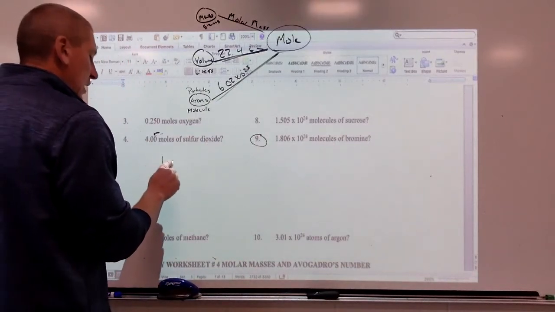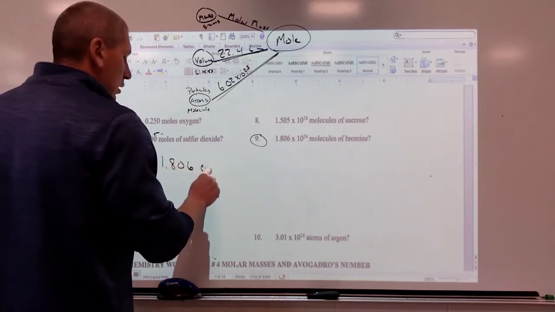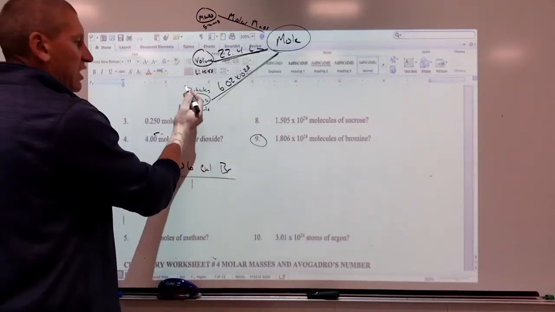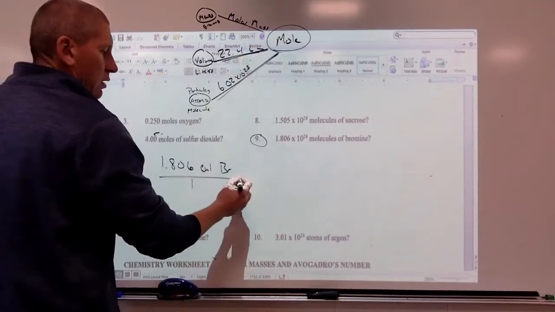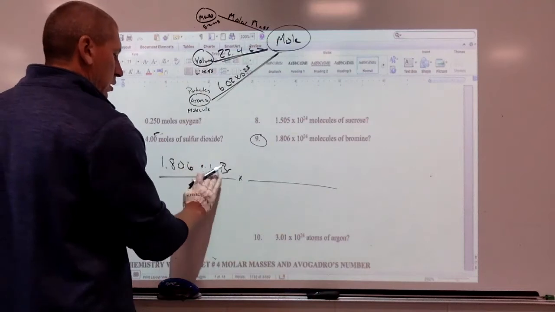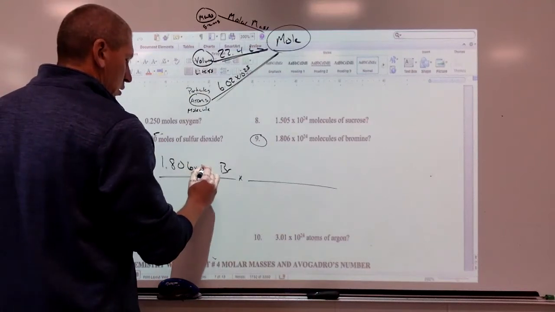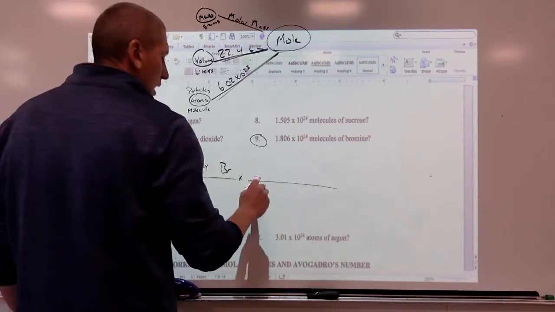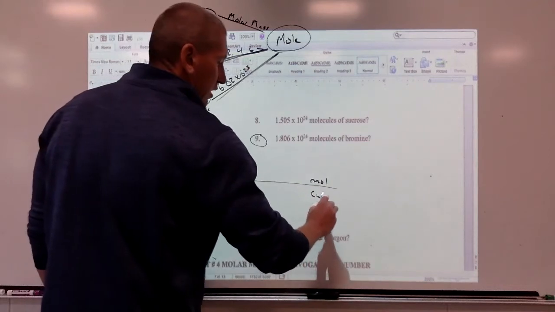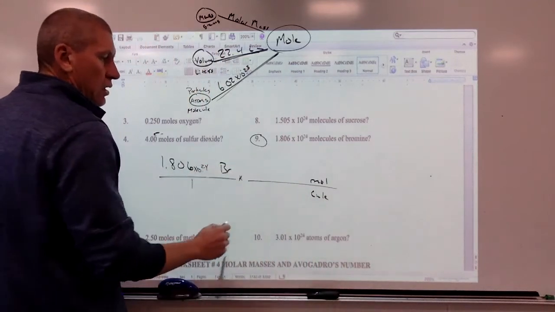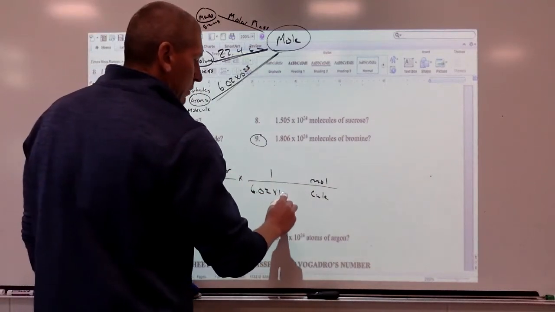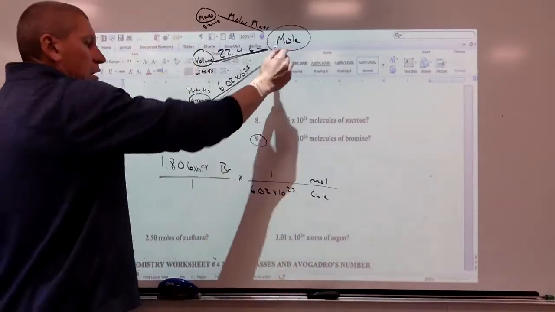So 1.806 cules of bromine, put that over 1. So now I'm sitting at this island, and I have to go 2 moles, which times 10 to the 24th. Okay, and then here I have moles on the top, and I have molecules on the bottom, because I'm solving for moles here. So I'm going to put a 1 anywhere I have moles, and then here I go 6.02 times 10 to the 23rd. That's what I need to get across this bridge.